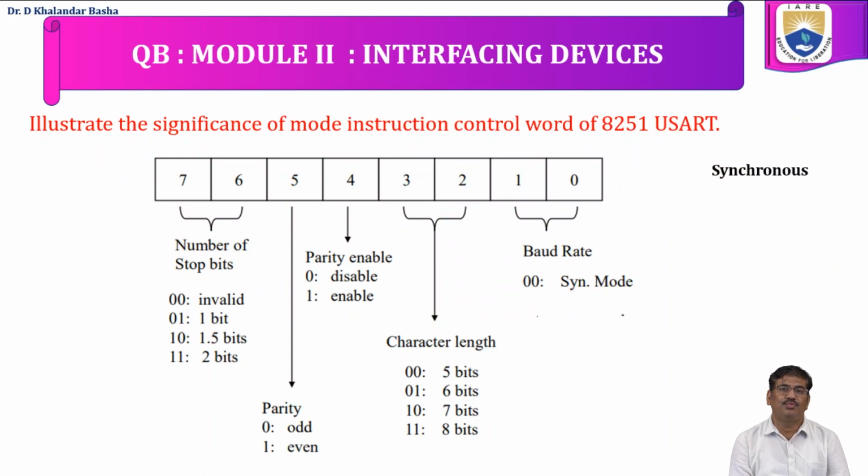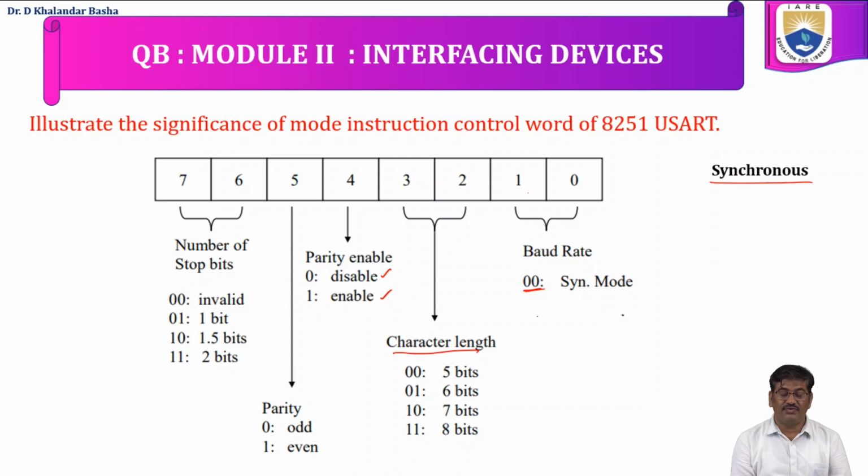Illustrate the significance of mode instruction control word of 8251. So we are going to see this mode instruction for both the synchronous mode as well as asynchronous mode. When we are configured for synchronous mode, the LSB bits, the next bits will be given as 00 for synchronous mode. The next two bits will give us the size of the data which we are going to transfer. If you configure these two bits as 00, 5 bits transmission, 01, 6 bits, 10, 7 bits, 11, 8 bits. The next bit is whether we want to enable the parity bit or not.